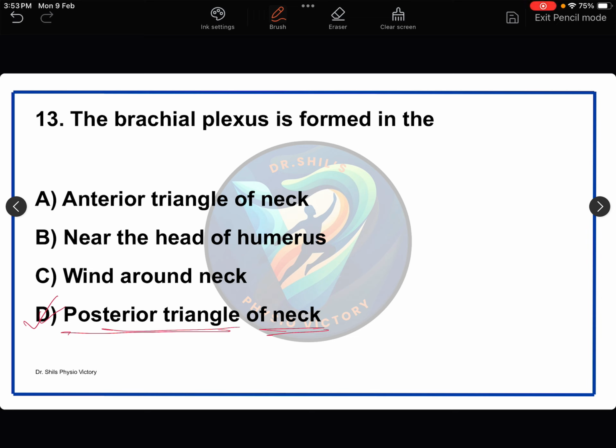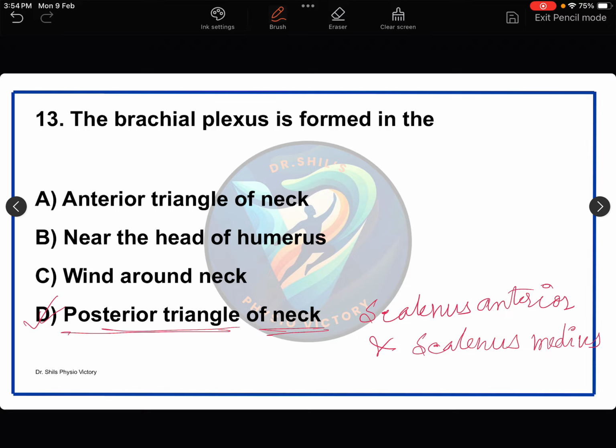Between the scalenus anterior and scalenus medius. This area lies in the posterior triangle of the neck.